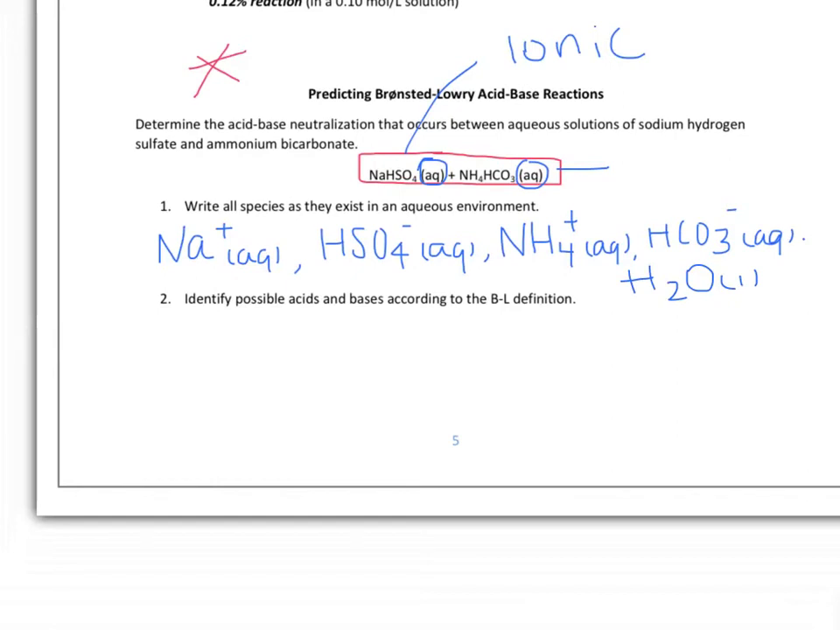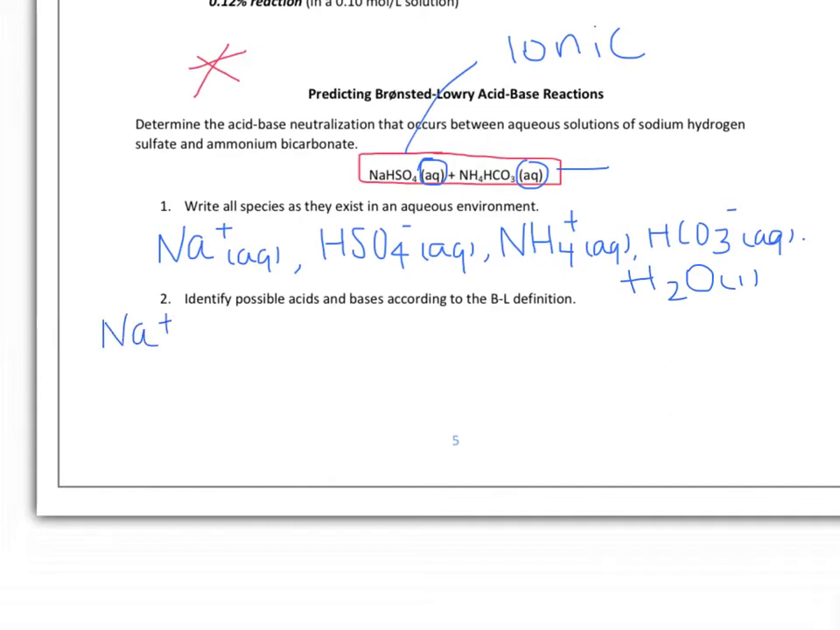In step number 2, we now need to identify all possible acids and bases according to the Bronsted-Lowry definition. Recall that the Bronsted-Lowry definition states that acids are proton donors and bases are proton acceptors. So, I'm going to write all of our species in a list again.